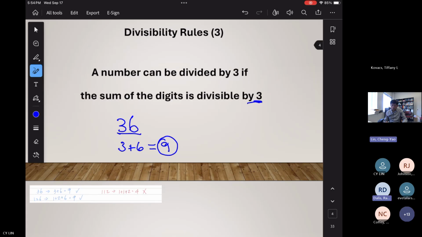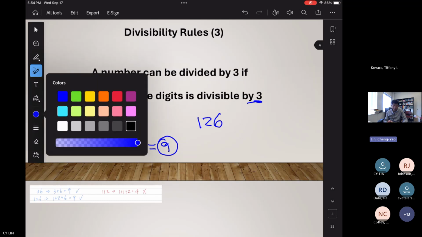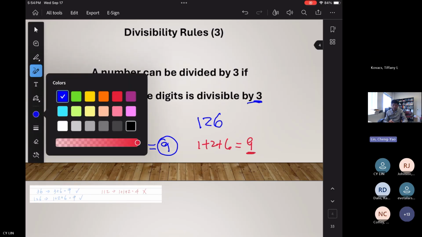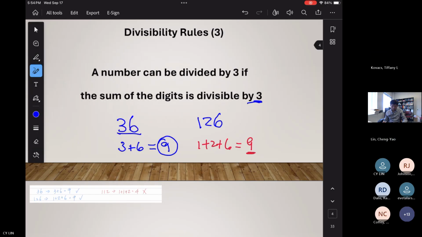How about 126? You want to tell me if this is divisible by 3, yes or no? Yes. So you have 1 plus 2 plus 6, which is equal to 9. Yes, 9 is divisible by 3. How about 112? Yes or no? No. So you have 1 plus 1 plus 2, which equals 4. You cannot divide 4 by 3, so this is no. Okay.